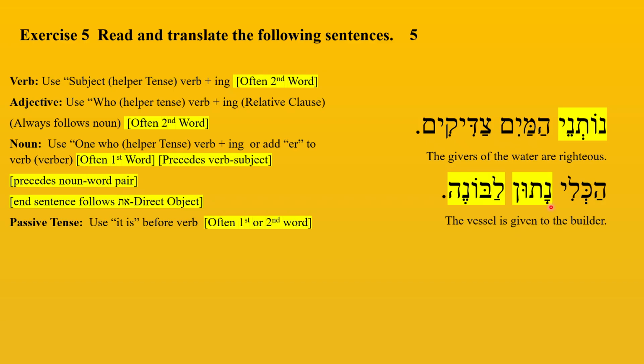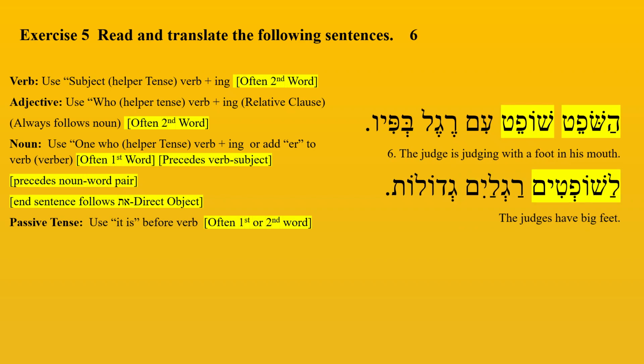Hachli natun labone. Two participles here, one passive, one active. So in the first position, probably the subject, the vessel is given to the builder. Good. Last sentences from exercise 5.